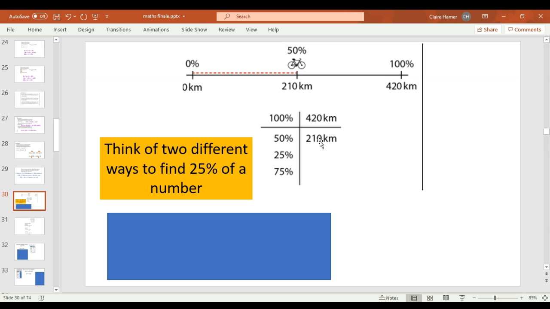Now, I would like you to think about 2 different ways of finding the 25% answer. Okay, so write down 2 different methods. They should both end up with the same answer, but I'd like you to show me 2 different ways to get there. Okay, pause the video, see if you can do that.